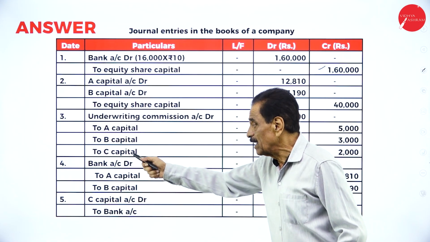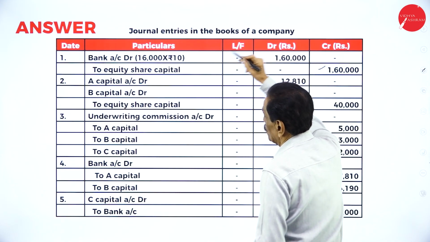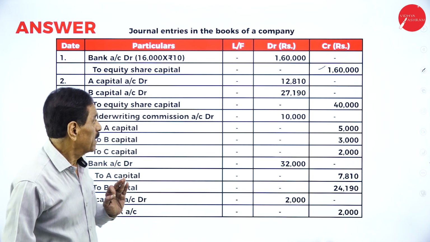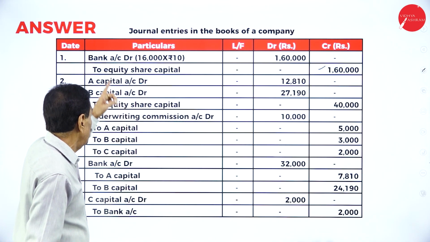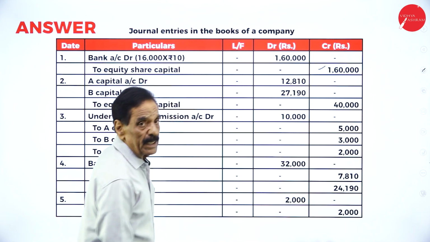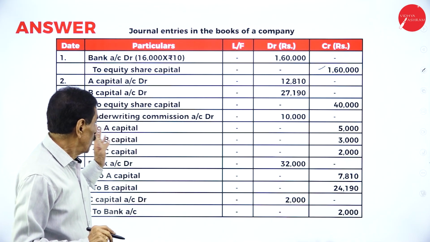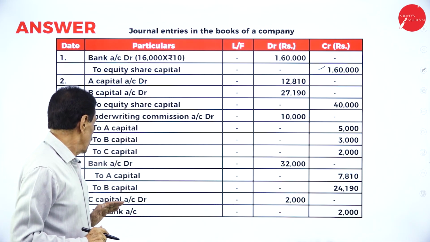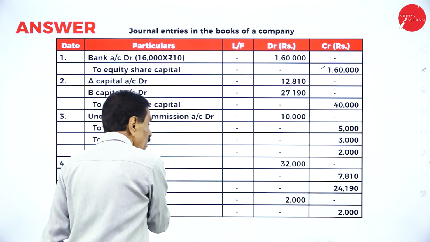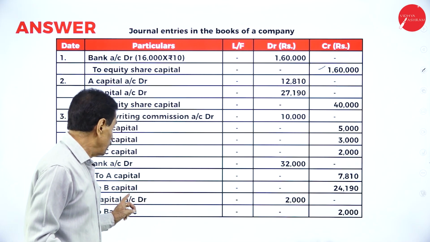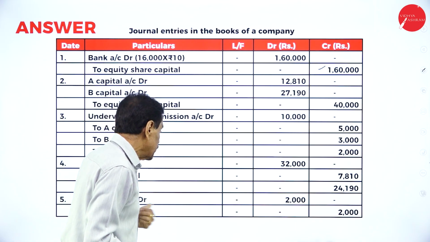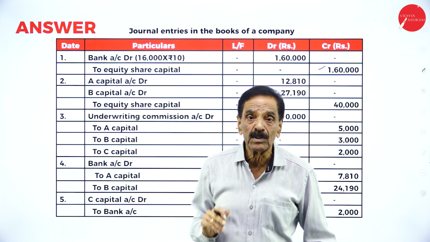Now, the company is paying here. Company is receivable. Totally, we have got 16,000 shares, 16,000 into 10, 1,60,000. It's a common general entry. Then, we have to receive from A, from B. A's capital account debit, B's capital account debit to equity share capital. Underwriting commission, we have to pay to underwriters, to A, to B, to C. Then, we have to receive from the underwriters in the bank account. The company is going to receive 32,000, in favor of A 7,810. So B has to pay how much? 24,190. But we have to pay to C 2,000. C's capital account debit to bank account. It's a common general entry.